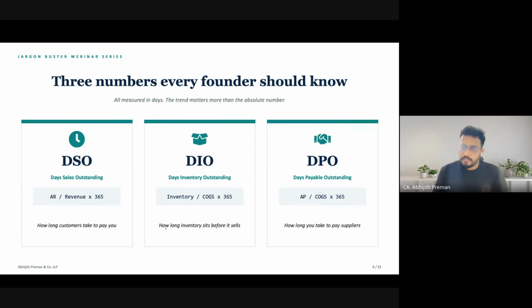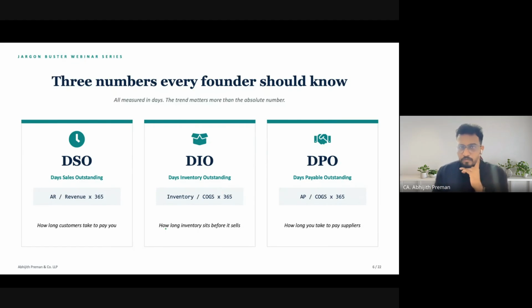So what does this calculation mean? This calculation is assuming that the sales are happening evenly across the year, so your debtors outstanding is also even across the year. If you sell a product today or you sell a service today, how many days does it take for you to get the money from the customer? That is what is calculated here in DSO. So that is your accounts receivable divided by revenue into 365. How long customers take to pay you, that is what DSO is.